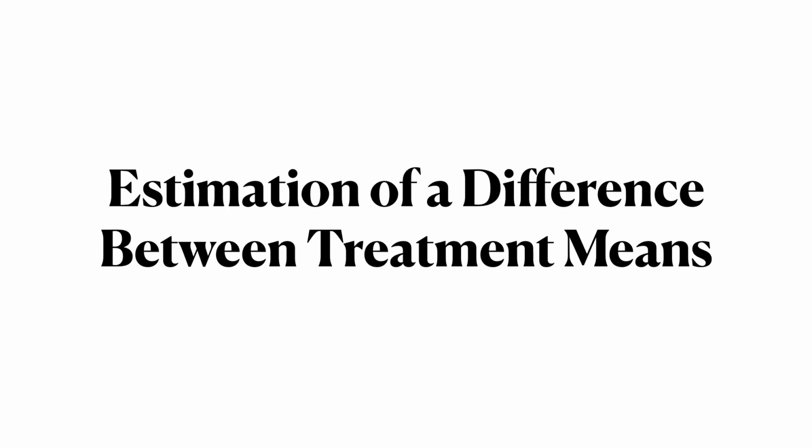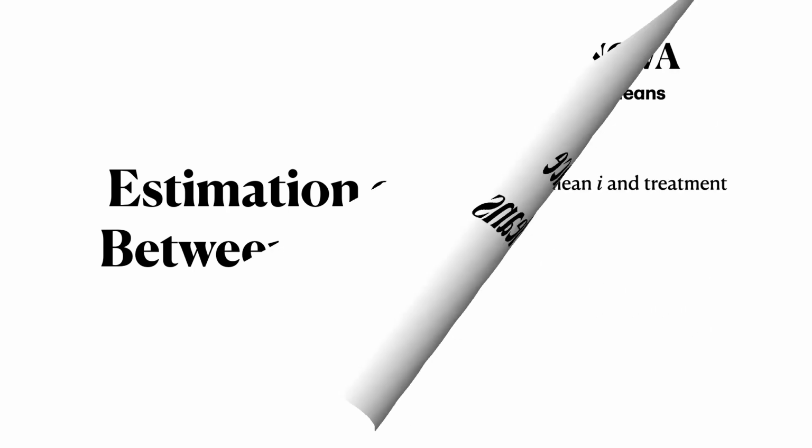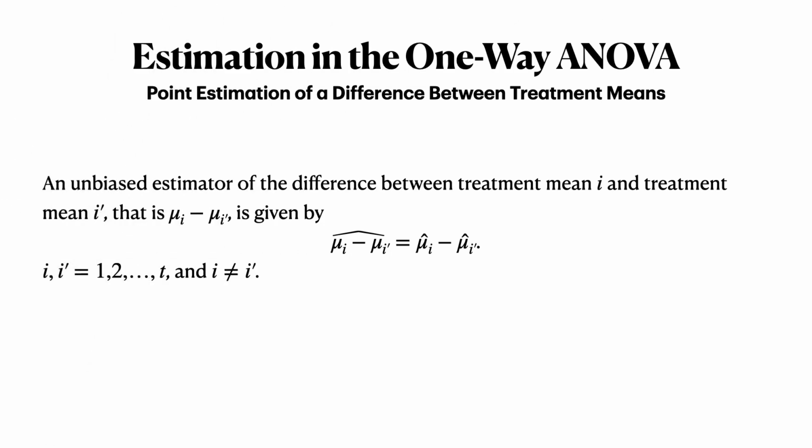Next, let's look at estimation of a difference between treatment means. An unbiased estimator of the difference between treatment mean I and treatment mean I prime, that is mu sub I minus mu sub I prime, will be denoted by putting a wide hat over that difference, and that unbiased estimator is equal to the difference between the corresponding point estimators of those treatment means, so mu hat sub I minus mu hat sub I prime.